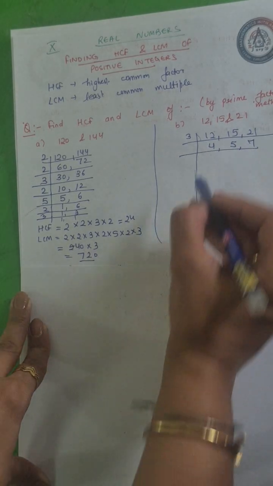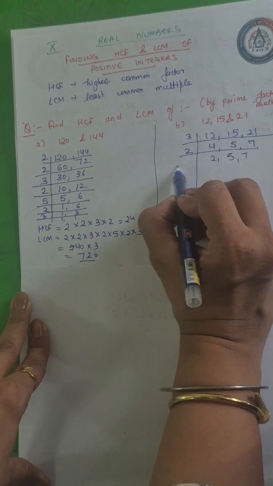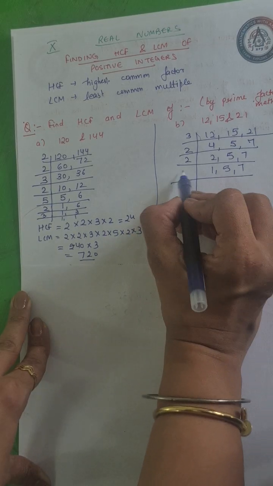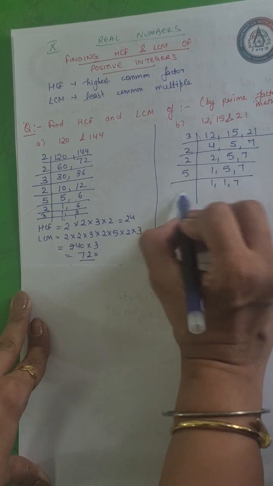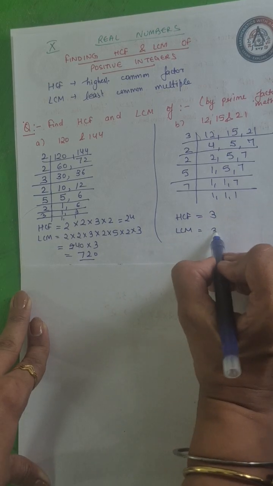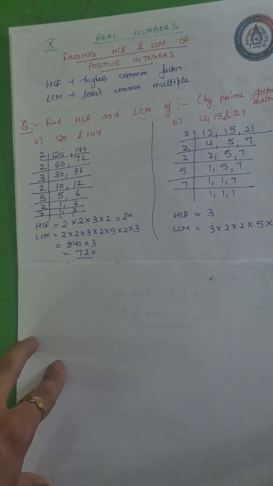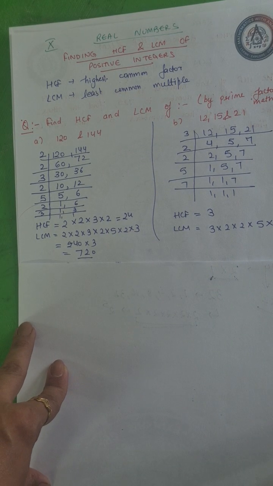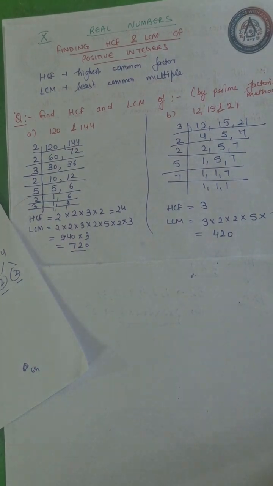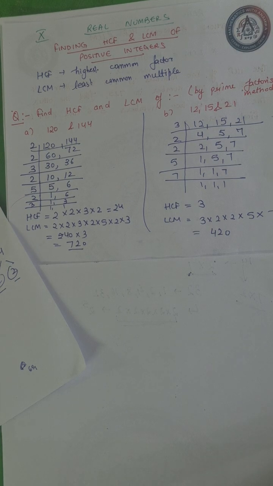So my HCF clearly is only 3. Now for LCM, I'll continue. 4 comes in the table of 2. 5 and 7 don't, so we'll copy them down. We have 2, 1, 5 and 7. We have 5, then 1, and 7 does not, so we'll copy down 7, 1. So my LCM will be 3 times 2 times 2 times 5 times 7. And when we calculate, the LCM answer will be 420. This is how we are going to find HCF and LCM of positive integers.